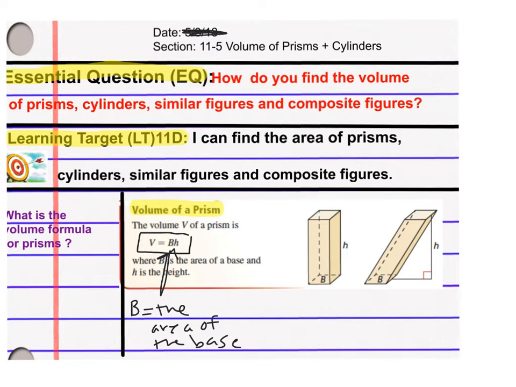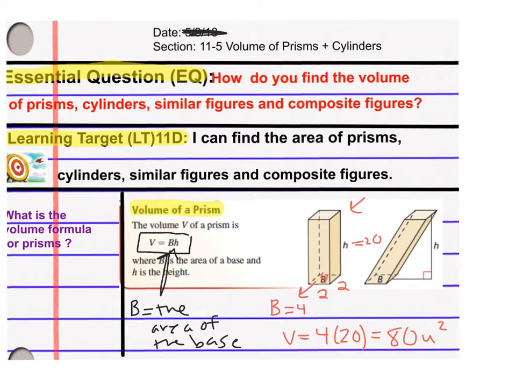So for example, if I was finding the volume of this rectangular prism right here, I'm just going to make up some numbers. Let's say that it was a square base that was 2 by 2. Capital B would be 4 because the area of that whole square is 4. And then let's say my height was 20. It's kind of tall. So how would I find the volume? 4 times 20, 80 units cubed.